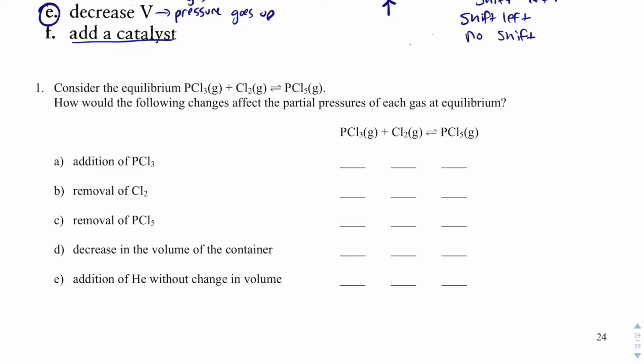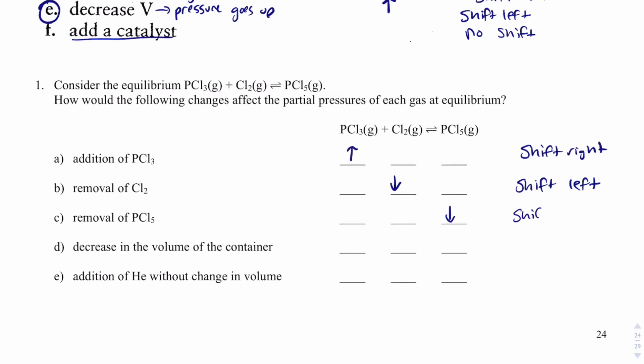If I add PCl3, now I have too much, I need to consume it. I'll shift right. If I remove some Cl2, now I need more Cl2. To get more Cl2, my reaction will shift left to form more Cl2. If I remove PCl5, I need more PCl5, so I'll shift right.